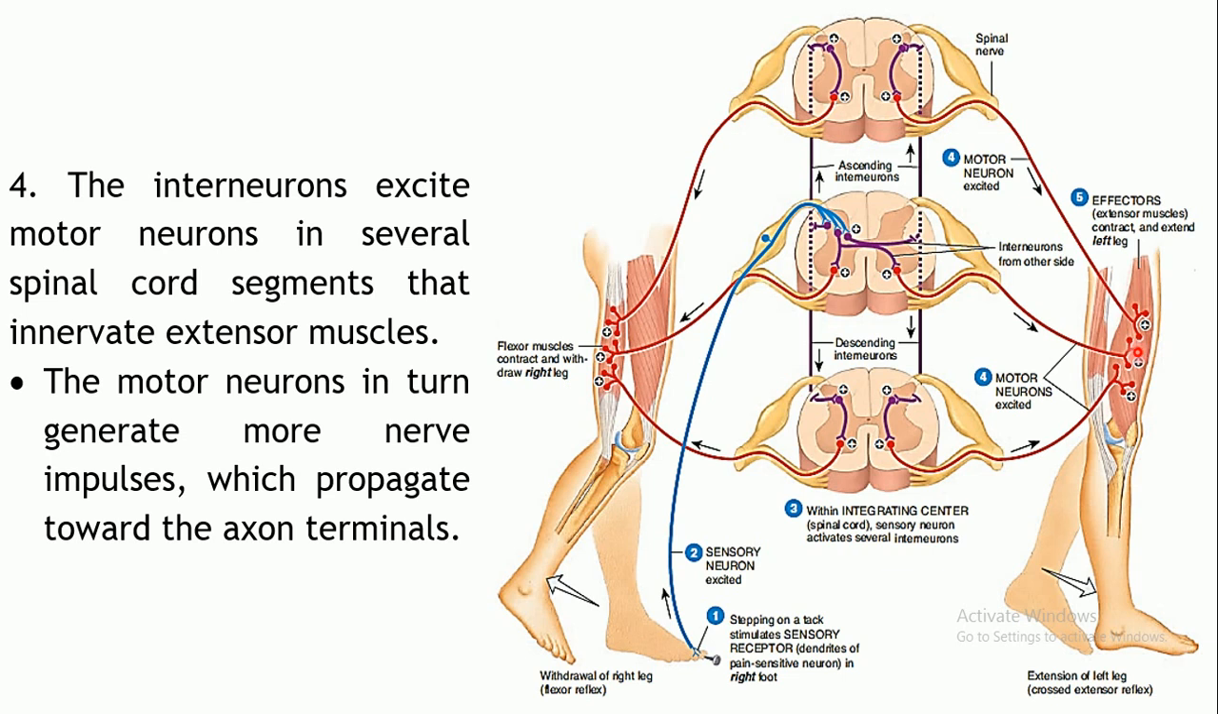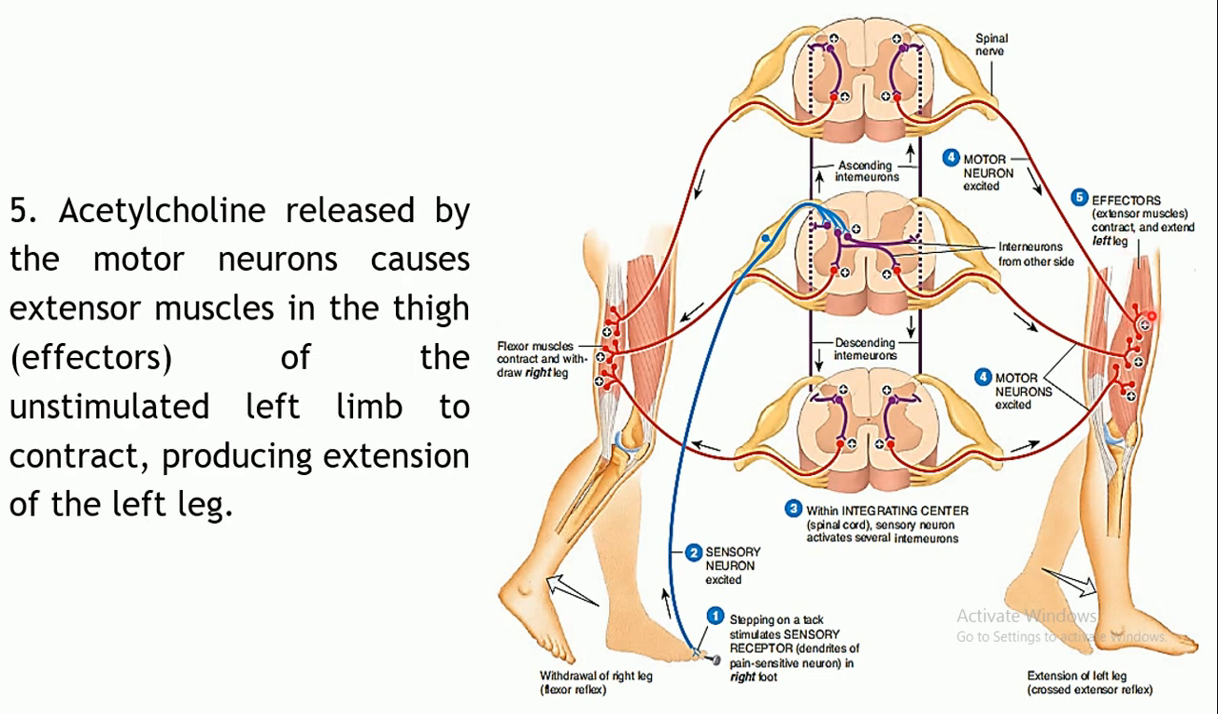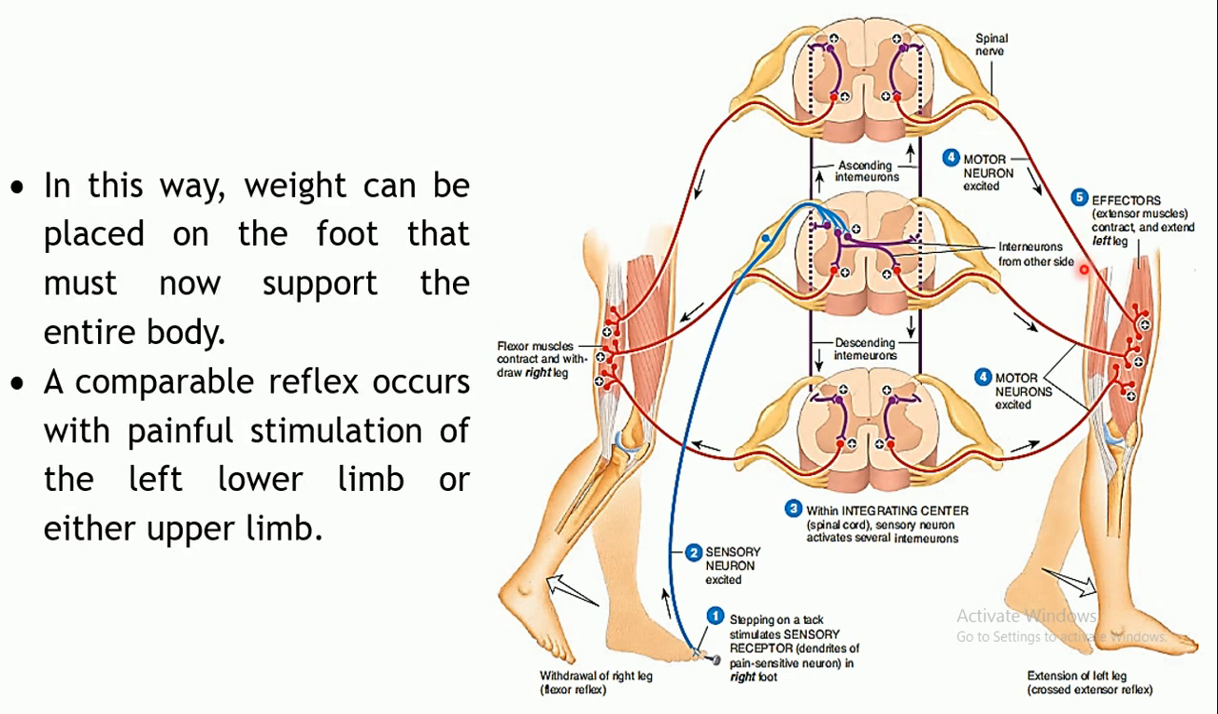So as a result of this, what will happen? Release of acetylcholine will take place over here, and the extensor muscles in the thigh, which act as effectors, will contract. So as a result of this, what will happen? Your left leg, which was in the air as you were walking, has now quickly balanced your whole weight. That's because of this reflex.